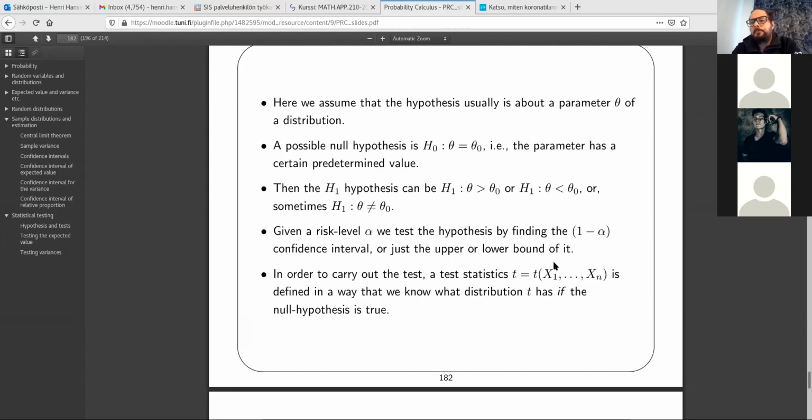group of people who take a test, and you have another group of people who take the same test. And your null hypothesis is that these two groups of people do exactly the same. But you have no preconception about which does better. So your alternative hypothesis is that the results are different. So given a risk level alpha, we test the hypothesis by finding the confidence interval, basically.